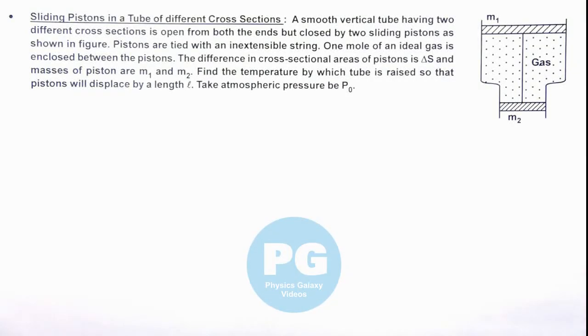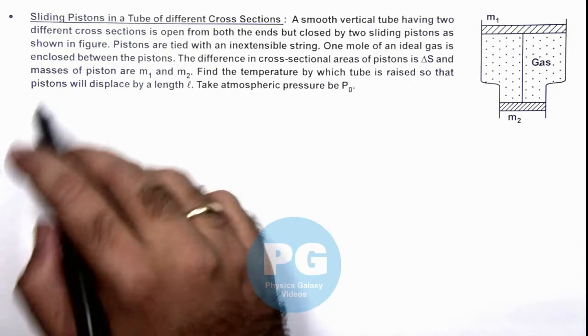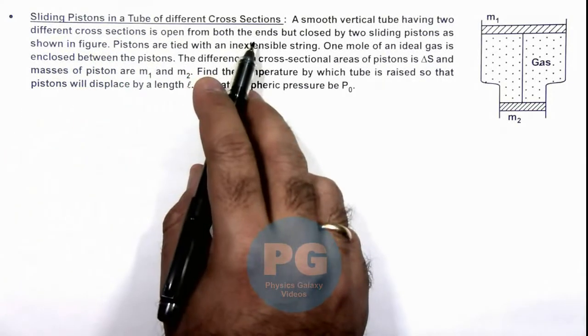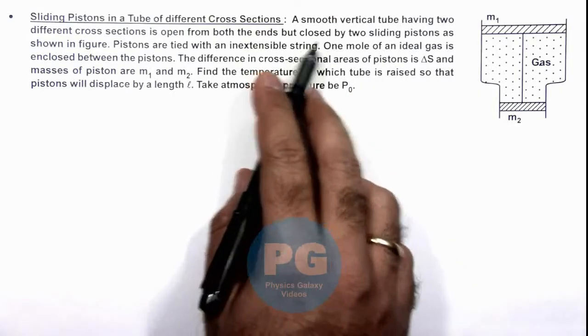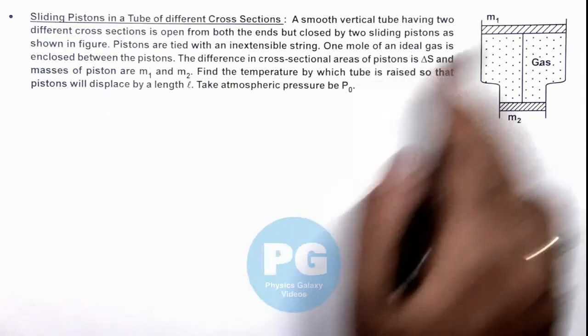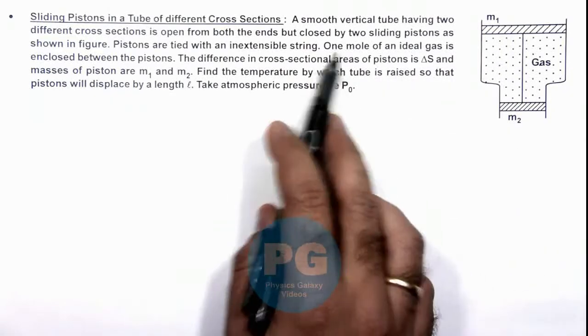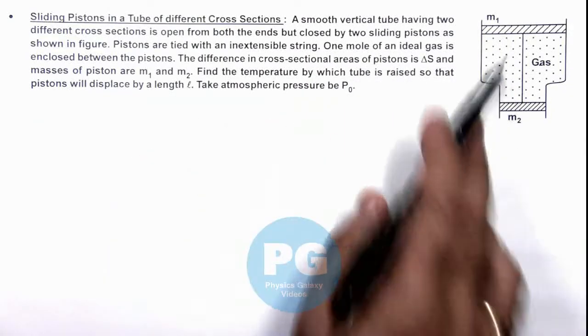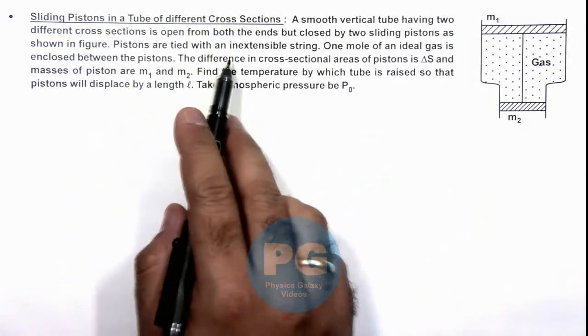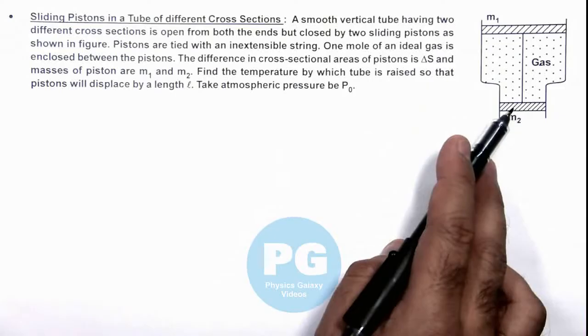In this illustration, we'll study a sliding piston in a tube of different cross sections. Here we are given that a smooth vertical tube having two different sections is open from both ends, but closed by two sliding pistons, as we can see here. And the pistons are tied with an inextensible string, which we can see here.